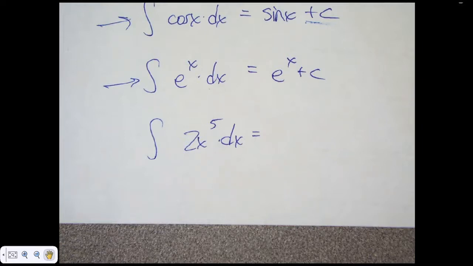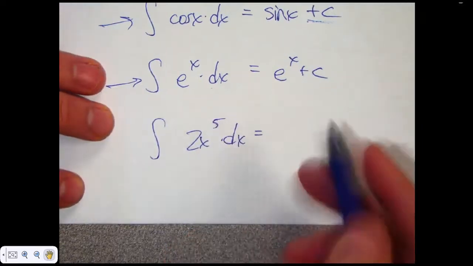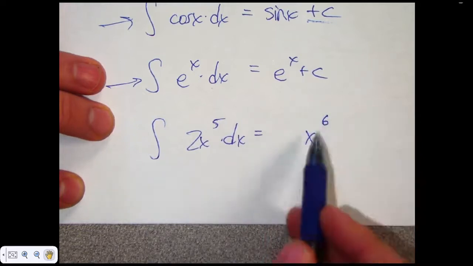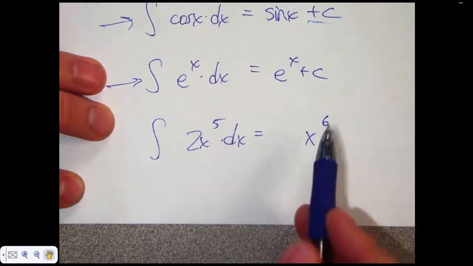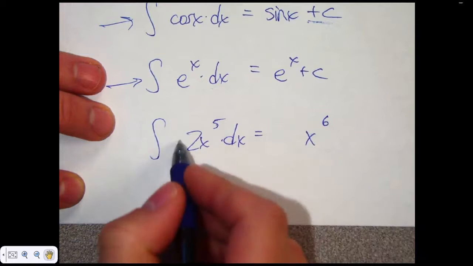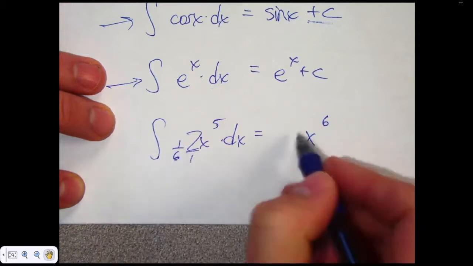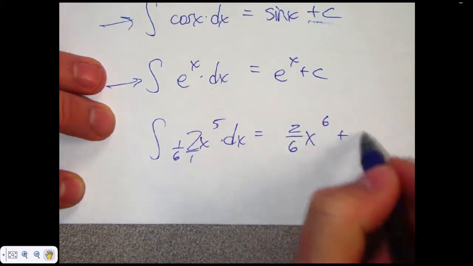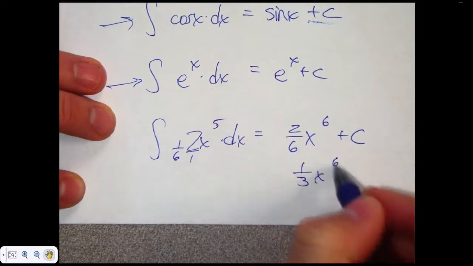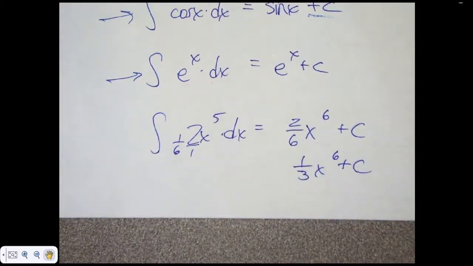So if you're using the rule, what you would do is add 1 to the power, and then you multiply by the reciprocal of the new power. So I would put a 1/6 here and multiply by that 2 over 1. So you could put 2/6. Or you might have reduced it and said that's 1/3.